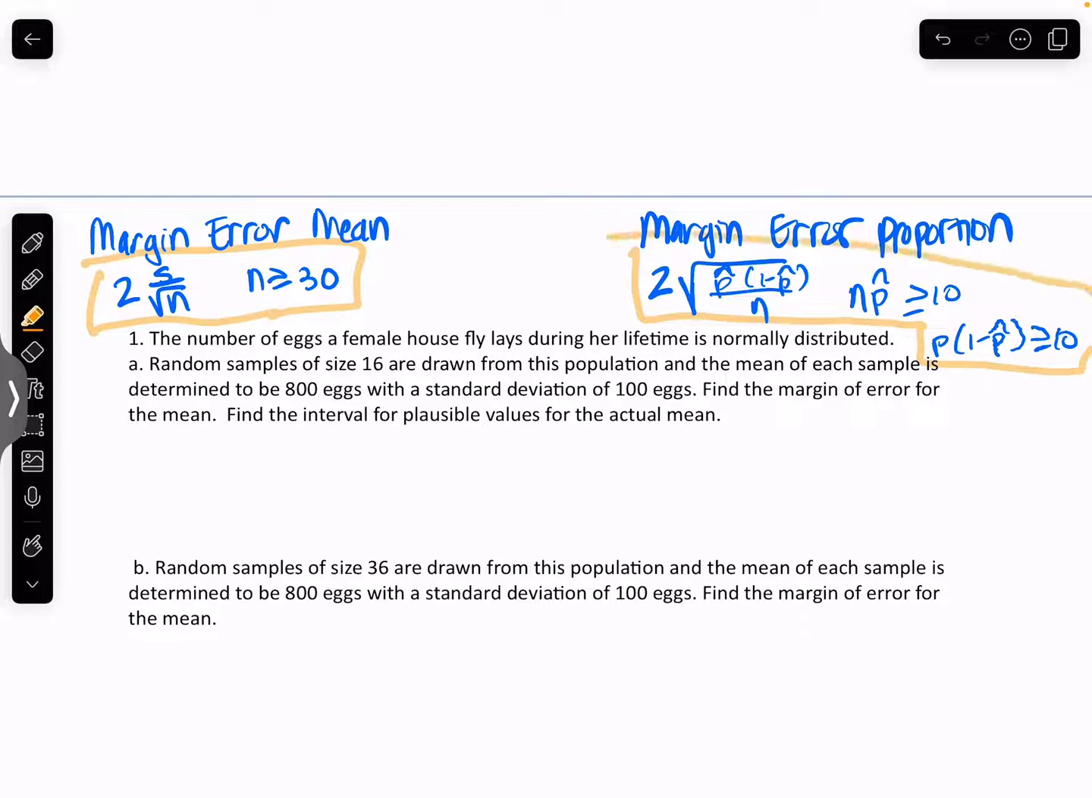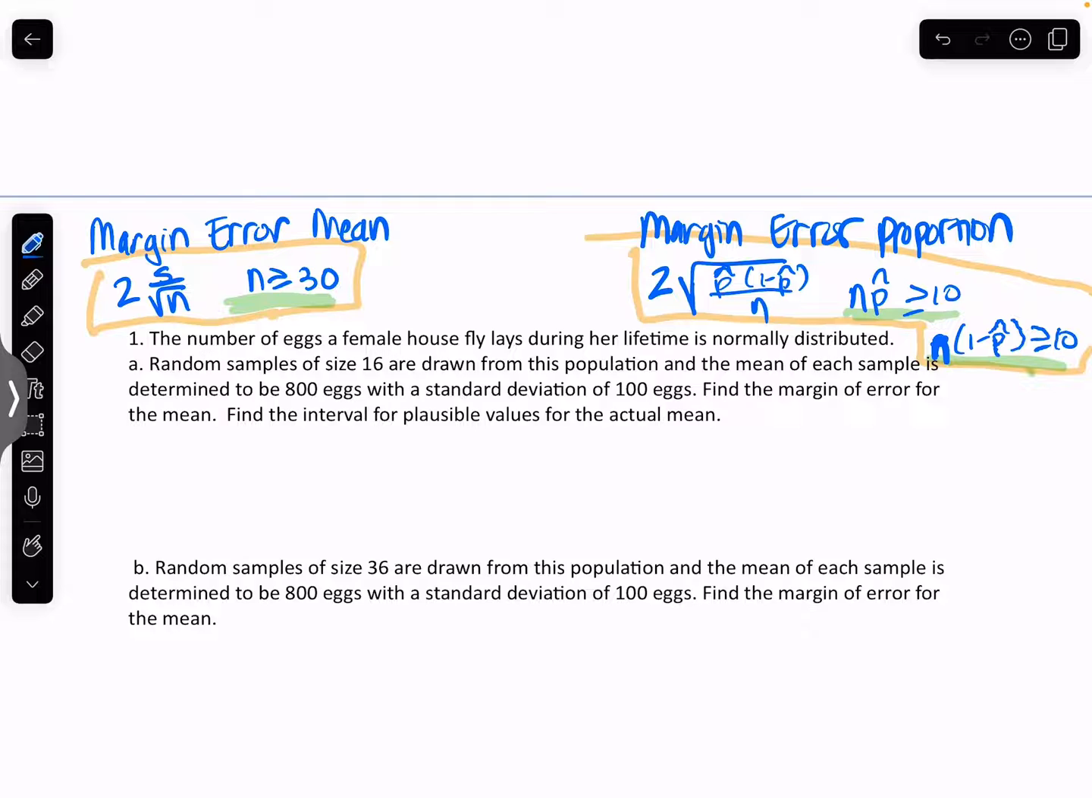In order to use the margin of error for means, our sample size has to be at least 30. In order to use the margin of error for the proportion, we need these two statements to be true. Remember, P hat is the proportion of the sample. If you multiply that by N, the number in the sample, that has to be greater than 10. And if you do 1 minus P hat, and then multiply by N, that has to be greater than 10 as well. Okay, so let's take a look at a couple of examples.